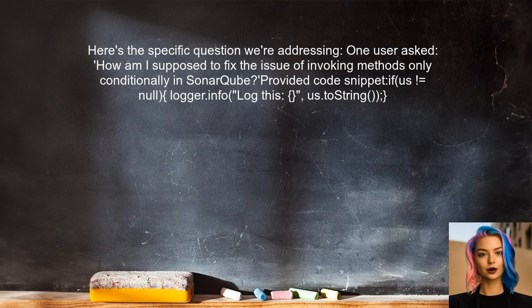Let's dive into the specific question at hand. One user recently asked, how am I supposed to fix the issue of invoking methods only conditionally in SonarQube? They provided a code snippet that raised this bug. Sound familiar? Let's explore this together.